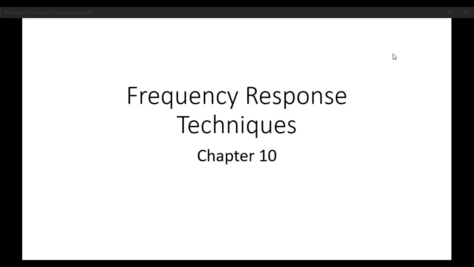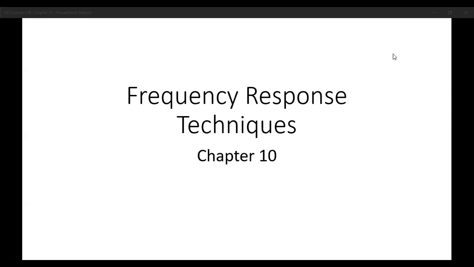Chapter 10, frequency response techniques. This is an alternative approach to root locus. In the root locus, we varied the gain. We have the graphical method to figure out transient behavior and stability information, and we also designed the control system based on that graphical technique, and we have introduced compensators that are going to reshape the location of the pole. That means reshaping the root locus.